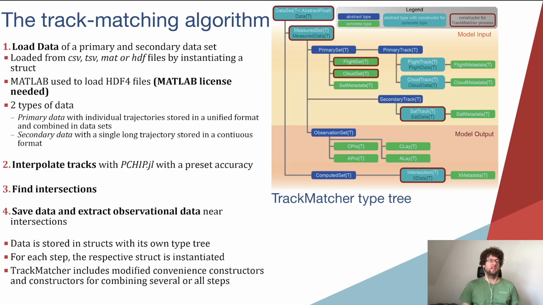We implemented a type tree in Trackmatcher that organizes all of our experimental and computed data. And to initiate a process in Trackmatcher, such as loading data or calculating intersections, you just need to instantiate the appropriate struct. And constructors that can do this have a red boundary in the plot given here. And you can do this all in one go using the dataset constructor.